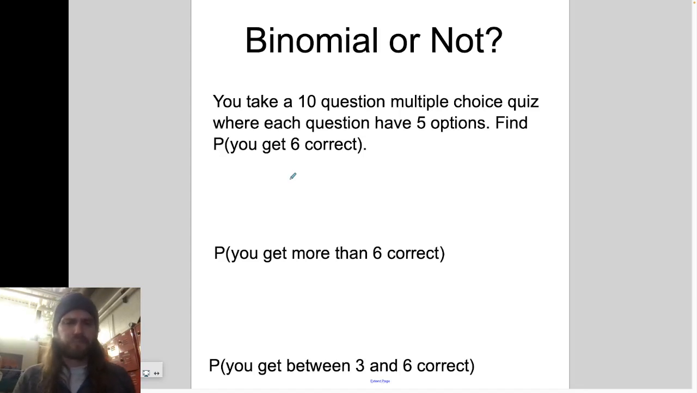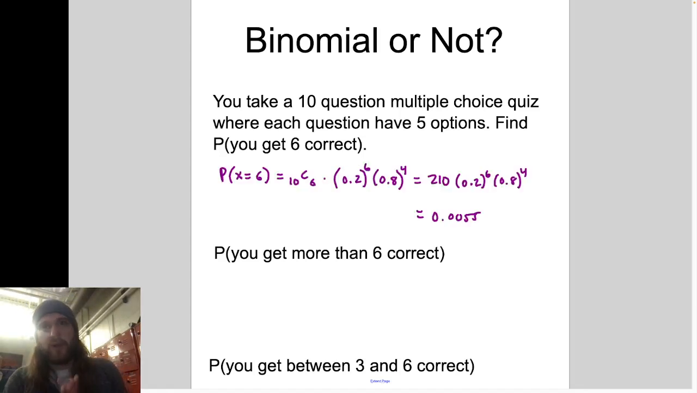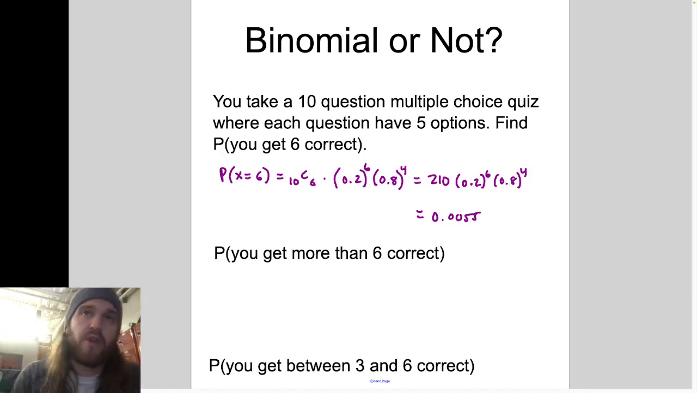So you guys give it a shot. I'm going to pause. You pause the video. See if you can get this one. Find the probability you get 6 correct. If you get it, great. And then we're going to move on to these other 2, which are a little bit harder. So, all right, I'm going to write it out. All right, everybody, you should have a probability of 0.5%, or 0.0055. So the likelihood of getting 6 questions correct is less than 1%.